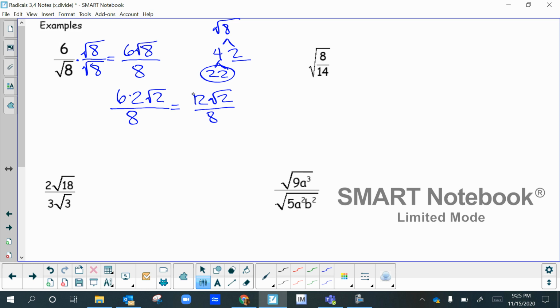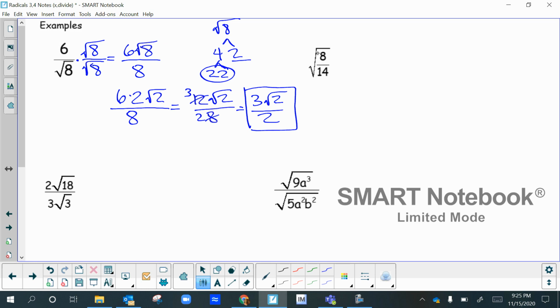Now I can simplify this fraction right here. So what number goes into both of those? 4. 4 goes into 12 3 times, and into 8 2 times. So my final answer for this division is going to be 3 radical 2 over 2. Okay, and that's how you divide by a radical 8. Let's try the second one over here. I have a big fraction under the radical.